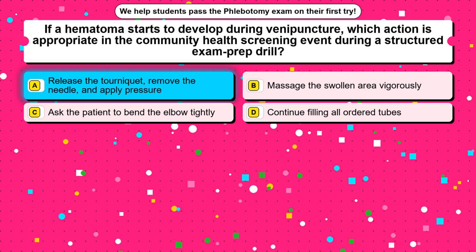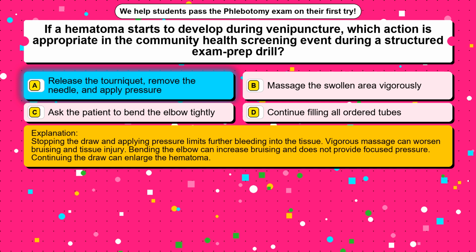Release the tourniquet, remove the needle, and apply pressure. Stopping the draw and applying pressure limits further bleeding into the tissue. Vigorous massage can worsen bruising and tissue injury. Bending the elbow can increase bruising and does not provide focused pressure. Continuing the draw can enlarge the hematoma.